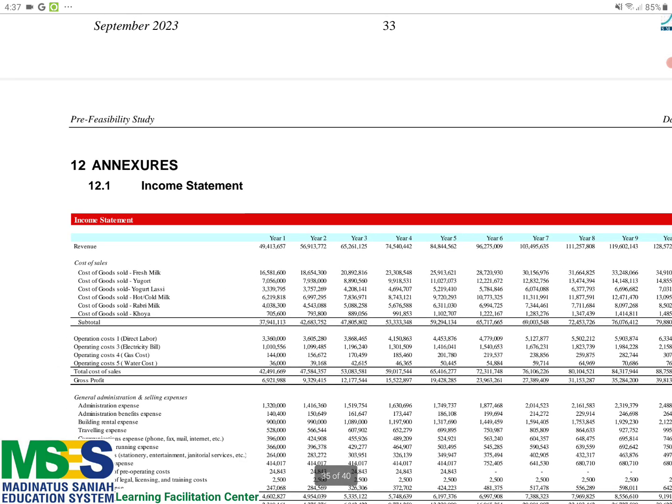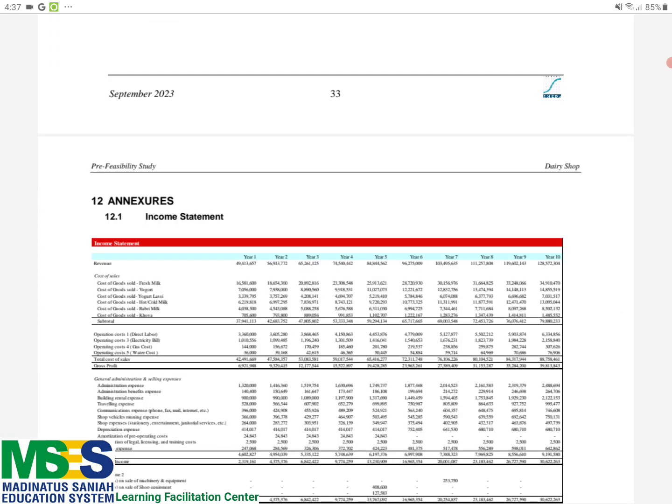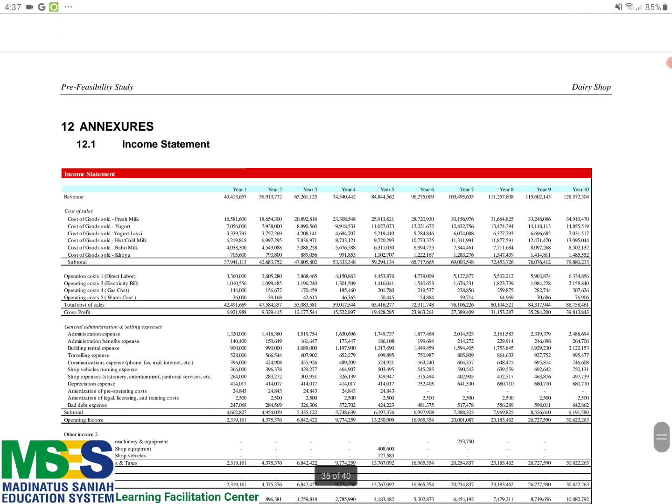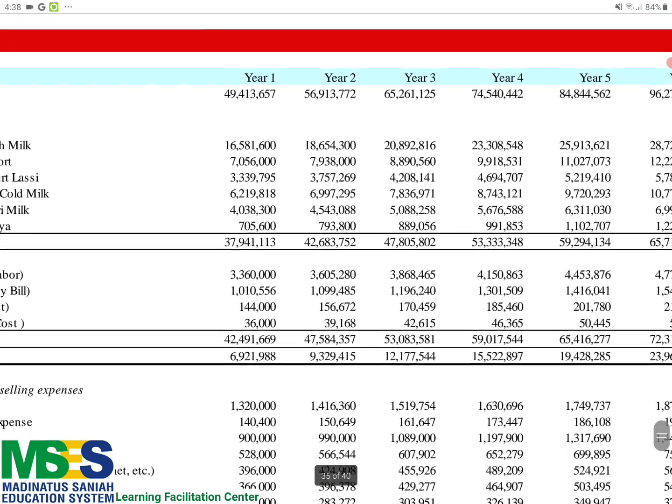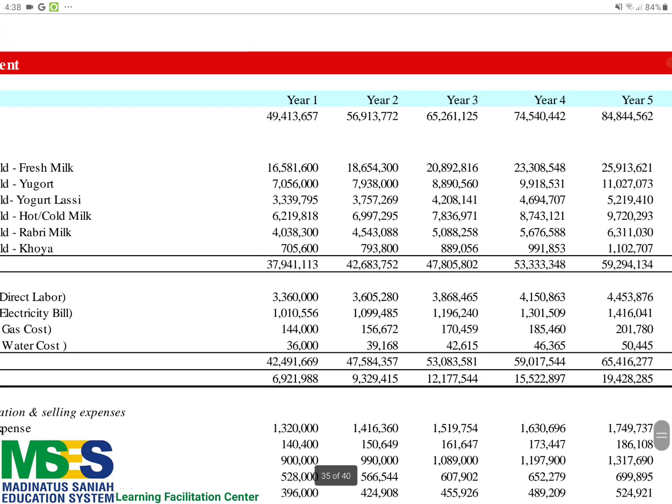Let's calculate the payback time. How much did you invest? Around 6 million. In the first year, you received 1.7 million as profit. In the second year, how much did you receive, in your presentation? 3.4 million.